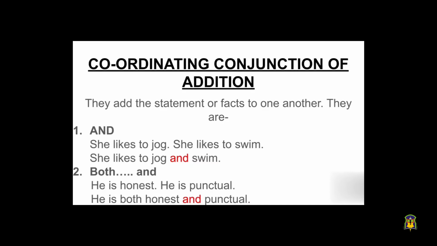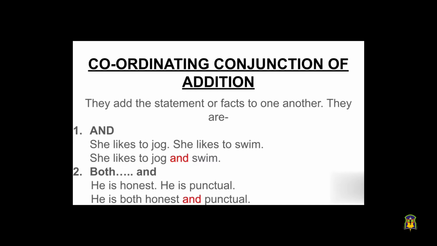See the example. She likes to jog. She likes to swim. So we are joining these two sentences into a single sentence, and the sentence is: she likes to jog and swim. So we have used the conjunction and between jog and swim in order to make it a meaningful sentence.